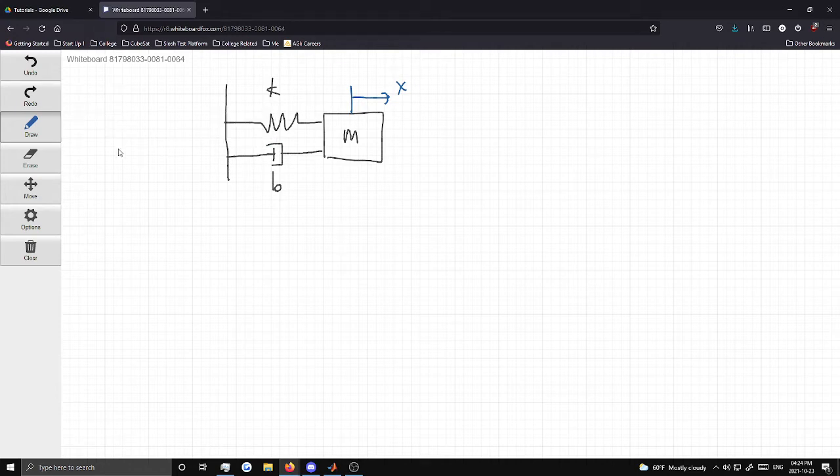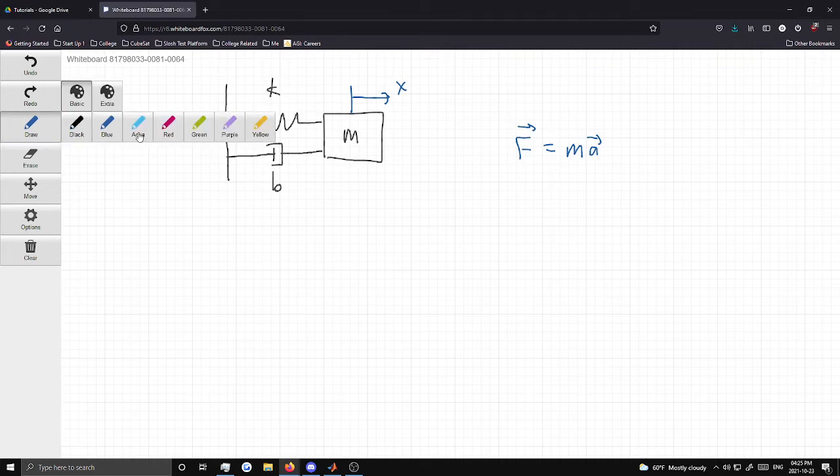And so from here we just have to use Newton's second law to derive our expression. Newton's second law is force is equal to mass times acceleration. Both of these are vectors, but for our case we only have to worry about the x component. So what are the forces that act on this system? Well, if we were to displace our mass a small amount, what forces would act on our mass?